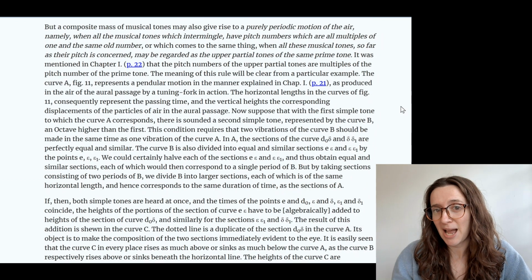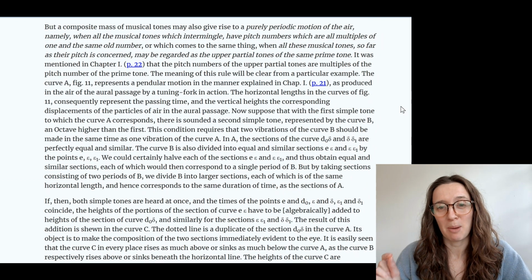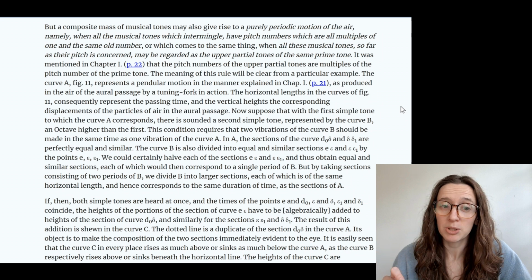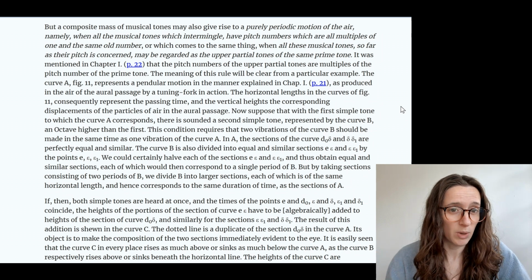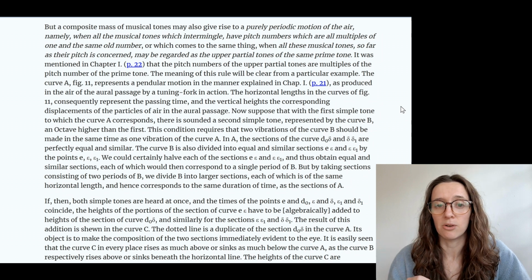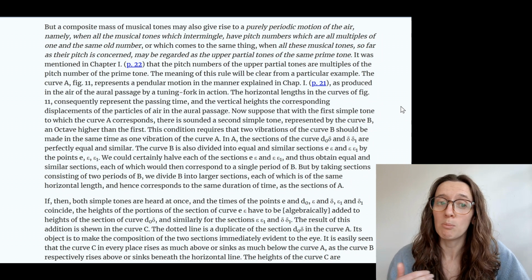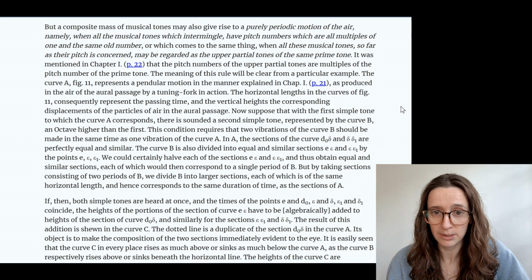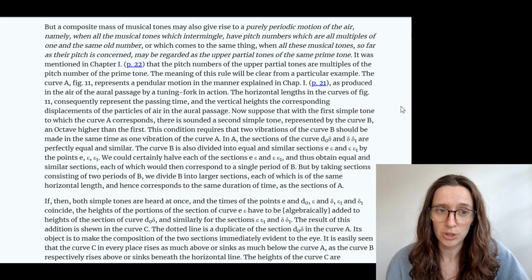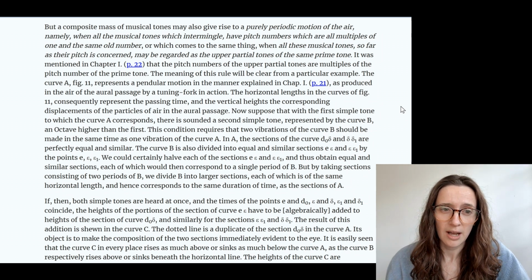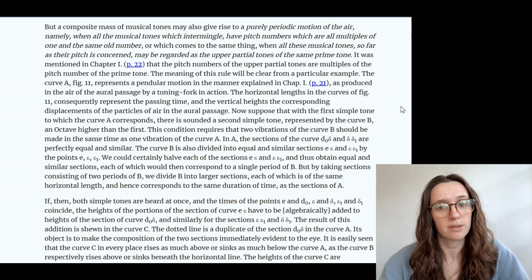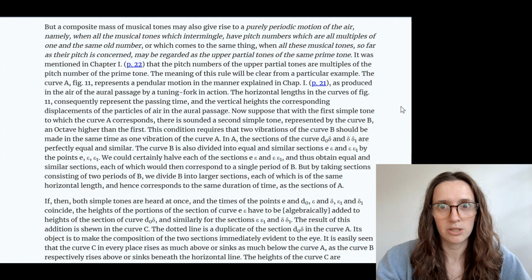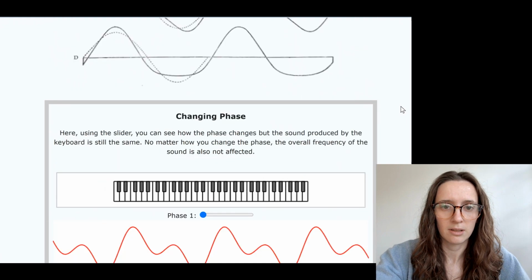Now you might remember from last chapter that the pitch numbers of upper partial tones are multiples of the pitch number of the prime tone. So now he states that when all musical tones which are intermingled have pitch numbers which are all multiples of one and the same number, then these musical tones, as far as pitch is concerned, may be regarded as upper partial tones. He shows this to us in figure 11.